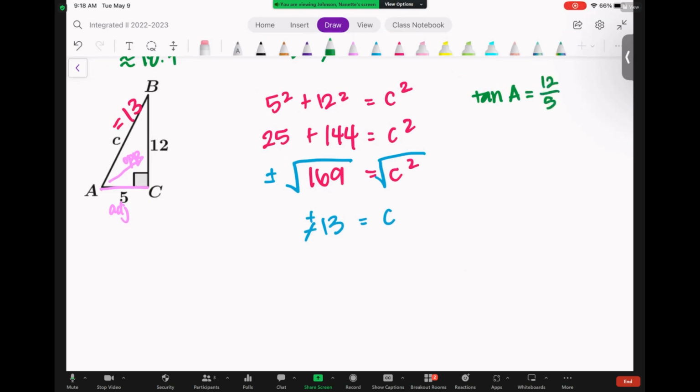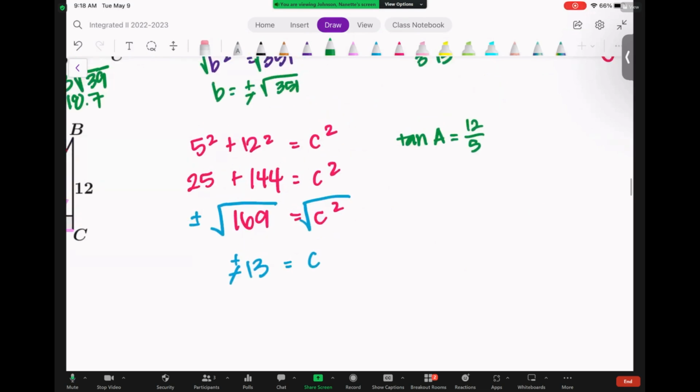And then I ask, okay, how do I get A out of a tangent? How do I undo tangent? And you're like, oh, you take the tangent inverse of it. And that's exactly right. So I'm going to scoot this over to give me some room, and then write tangent inverse here. You should know that these two undo each other because they're inverses of each other, just like adding and subtracting, multiplying and dividing.